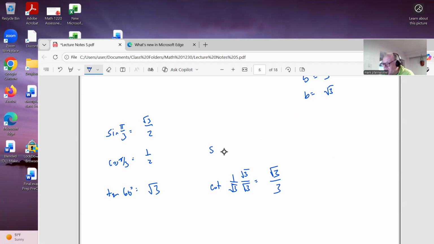The secant of 60 degrees is going to be 2 over 1, but you could just write down 2. The cosecant of pi over 3 is going to be 2 over the square root of 3. And just like with the tangent, we're going to multiply by square root of 3 over square root of 3, and we end up with 2 square root of 3 over 3, since square root of 3 times square root of 3 is 3. So that is our special angle, the 60-degree special angle.